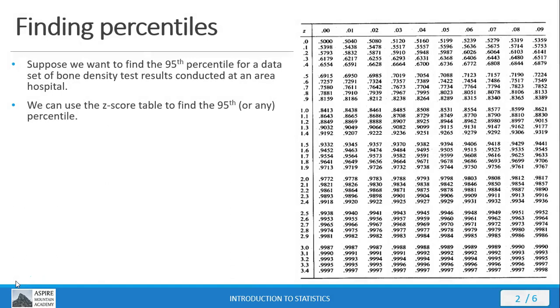So we can find percentiles with the z-score table. The percentile, remember, was all the data values in our data set to the left of the data value of interest. Well, that corresponds to the area under the curve to the left of the z-score. So we can use the same concept to find percentiles. Let's just look at an example for the 95th percentile here. That 95th percentile is the same as 95% probability, which is the same as 95% of the area under the curve.